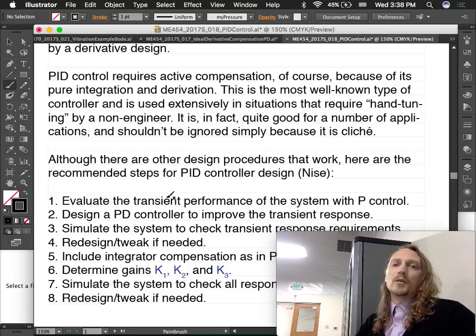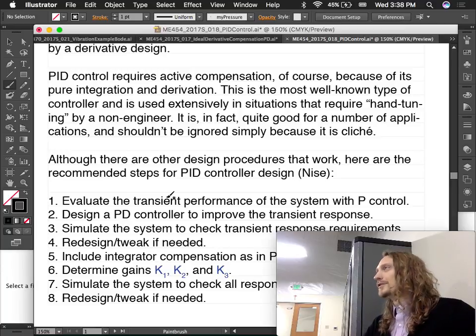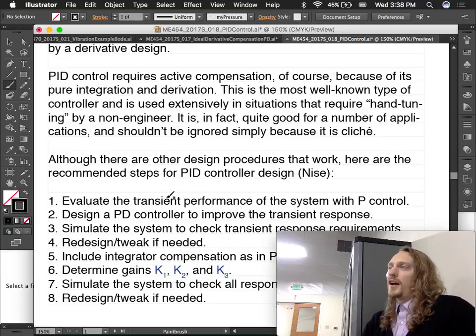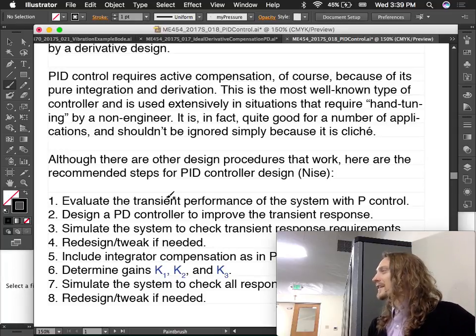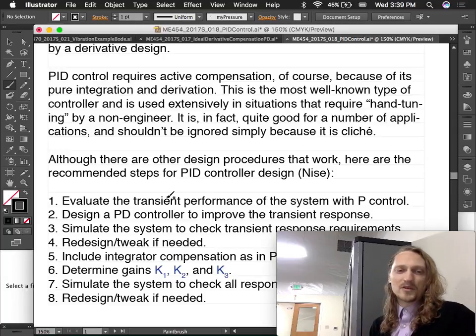Okay, so any questions before we start the design procedure for doing PID control? This is one way of designing a PID controller. There are actually many ways of doing it. I like this one. This is the one Nise uses. It's the one I first learned, so it's probably the one I'm most comfortable with. But I think it just depends on what you learned first, as to which is the easiest or most intuitive.